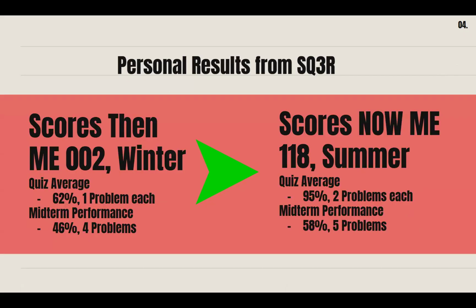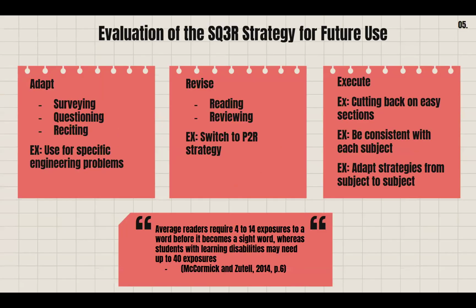And going on from that, my personal results from SQ3R this summer. So I wanted to compare it back to winter, where I almost failed this ME2 class. My quiz average was at 62%. My midterm performance was 46%. And then now going to a harder ME class, my quiz average is now at 95%, and midterm performance was a little bit better at 58%.